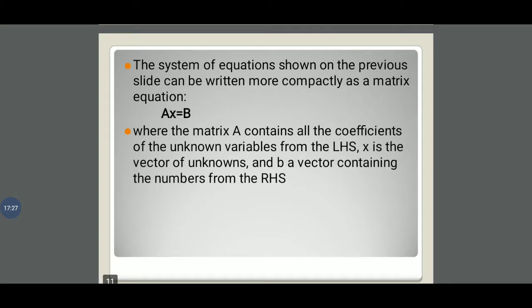The system of equations shown in the previous slide we can write more compactly as a matrix equation, Ax is equal to b. What is A? A contains all the coefficients of the unknown variables from the LHS, x is a vector of unknowns, that is x1, x2, x3 up to xn, and b is a vector containing the numbers from the RHS. Vector stands for a column matrix, simply we can say. This is the way to write any system compactly in the form of a matrix, Ax is equal to b.